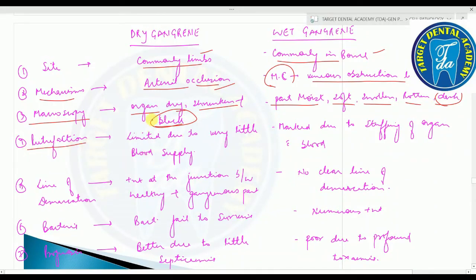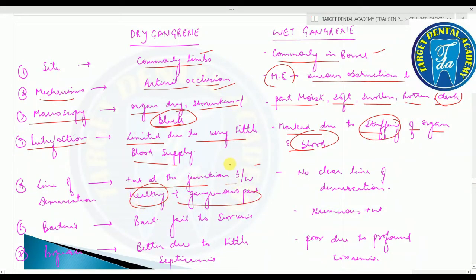The putrefaction in the dry gangrene is limited due to the very little blood supply, while in the wet gangrene it is marked due to the stuffing of the organ with blood. In the dry gangrene, the line of demarcation is present at the junction between the healthy and the gangrenous part. While in the wet gangrene, there is no clear line of demarcation.